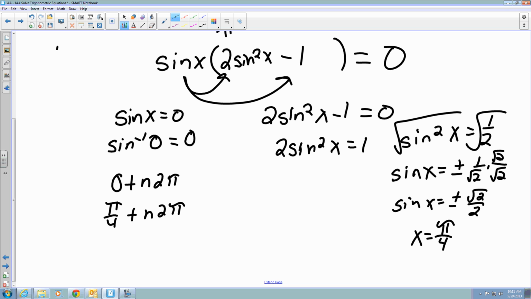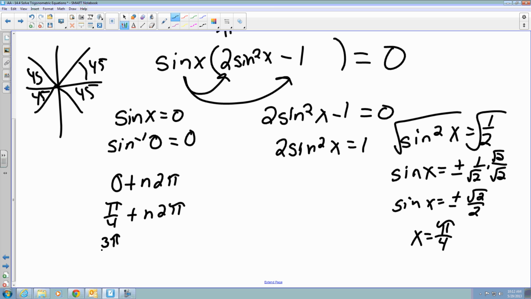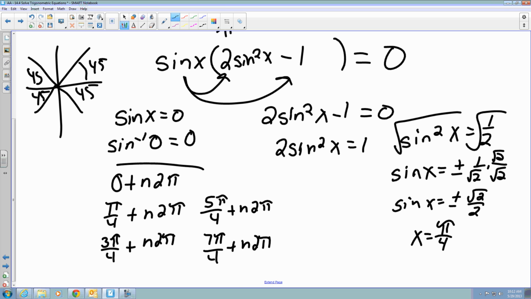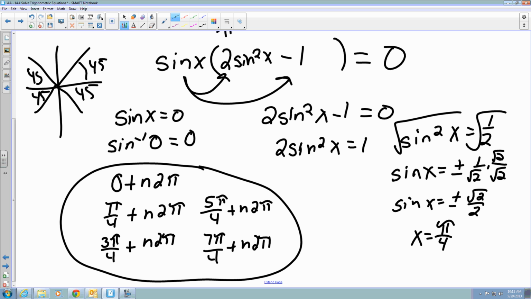Then, if I were to make a graph of this, I know that pi over 4, which is 45, is here, 45 here, 45 here, and also 45 here. So that means I can use 3 pi over 4 plus n times 2 pi. I can use 5 pi over 4 plus n times 2 pi. And then I can also use 7 pi over 4 plus n times 2 pi. So these are my solutions for this particular equation. Okay?